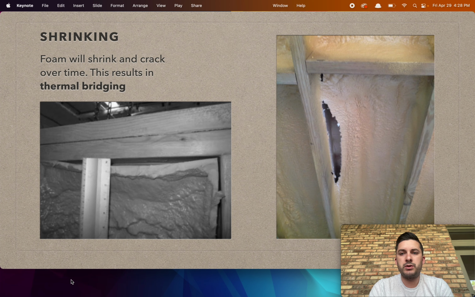All right, let's move on to another issue with it. Shrinking. Foam will shrink and crack over time. Whenever this happens, it results in what's called a thermal bridge. Essentially, there's a void, an area where there is no insulation, so heat loss will occur rapidly in that area.